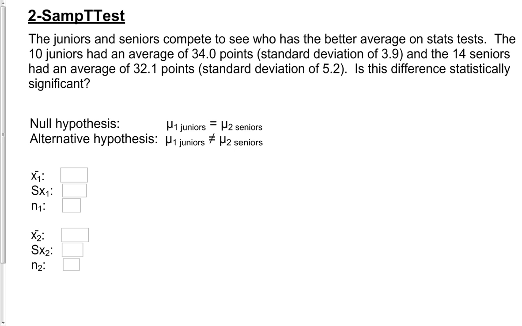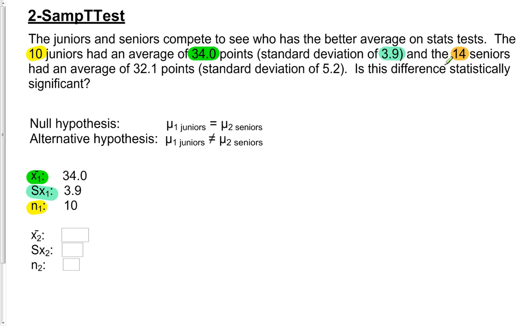As far as collecting our numbers, we have a whole bunch of them in here. We have 10 juniors. That's how many we have in our first sample. We have an average of 34 points. That's our x-bar in our first sample. And then we have a standard deviation of 3.9. So that's our standard deviation here. So let's go ahead and uncover these here. 34, 3.9, and 10. We got that from the context of the problem.